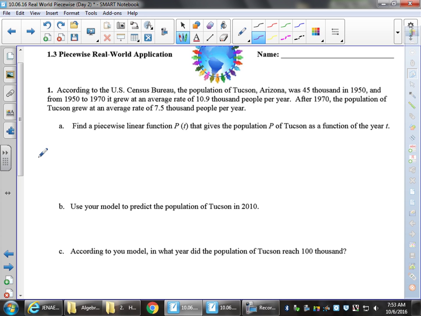How are we going to define variables? Let's just first establish what our variables are. Let's use T and P of T, because that's what it's going to ask us to use, so let's use it. T is what? Number of years.